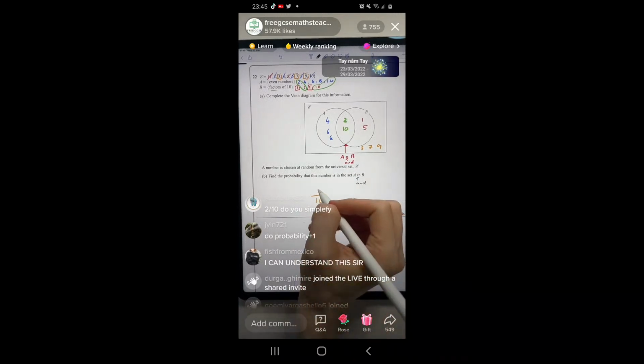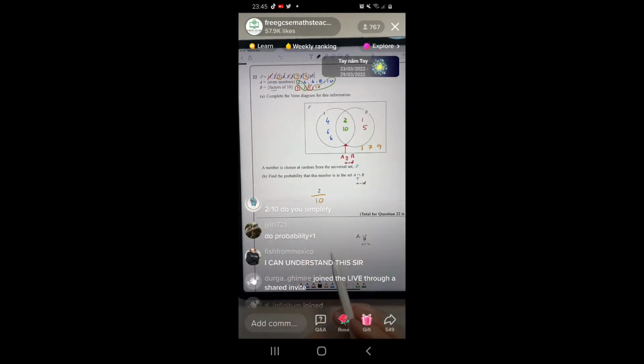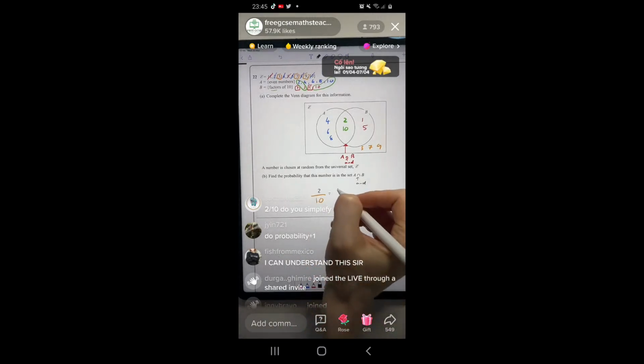There were only 2 numbers. So you've got 2 chances out of 10, which we can simplify to give us 1 over 5. It didn't ask us to simplify, so you'd still get the same 2 marks leaving it as 2 over 10. But we normally would simplify our fraction down to 1 over 5.